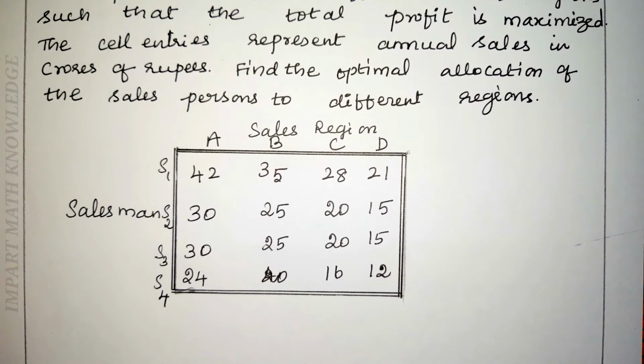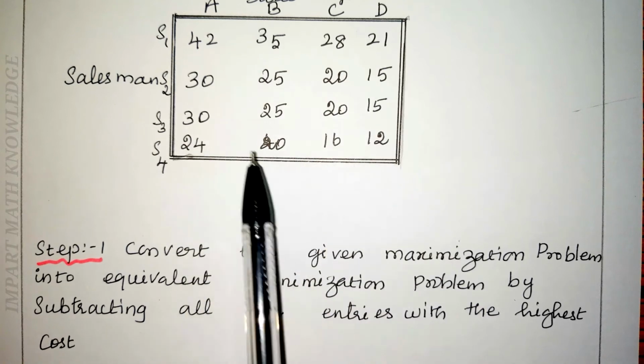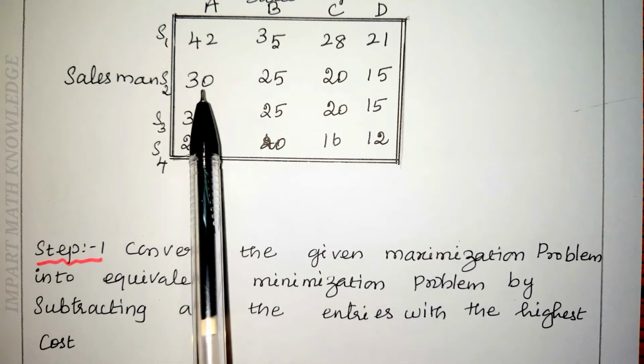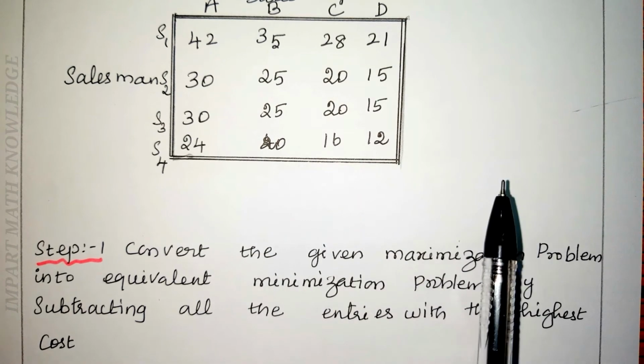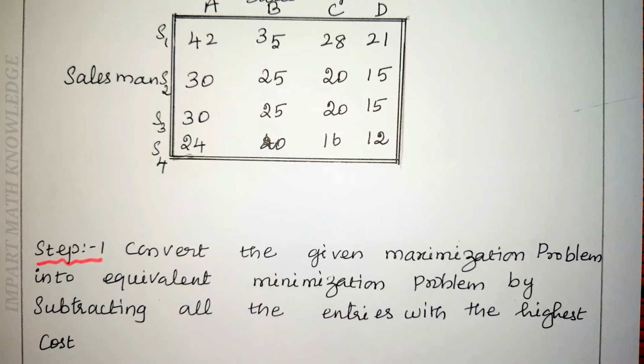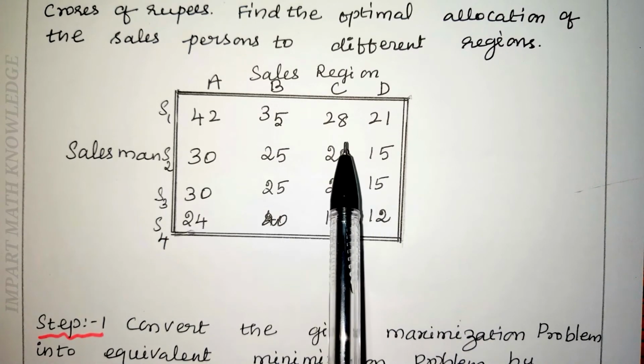First step, we have to convert the given maximization problem into an equivalent minimization problem. Convert it by subtracting all the entries from the highest cost. Here the highest cost is 42. With this you subtract all the elements, then the problem will be converted into an equivalent minimization problem. 42 is the highest element, so with this you subtract all the elements.